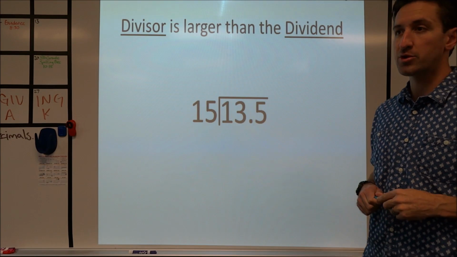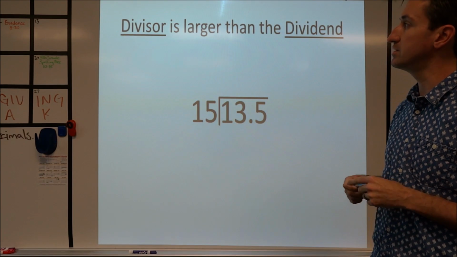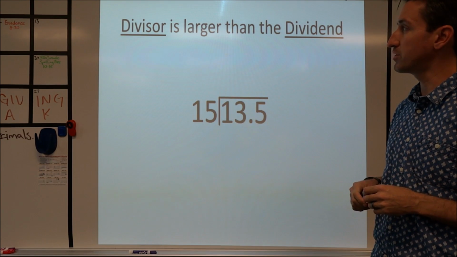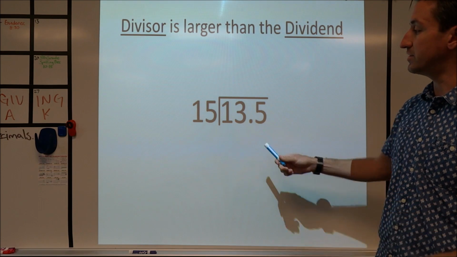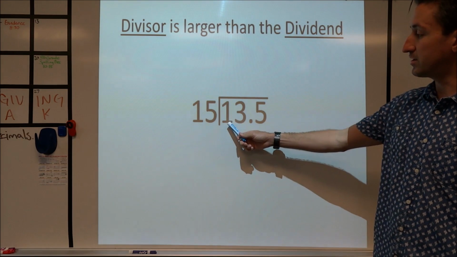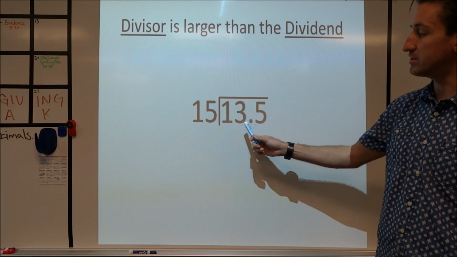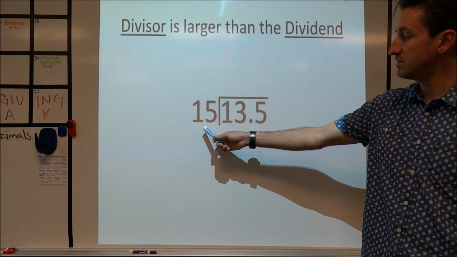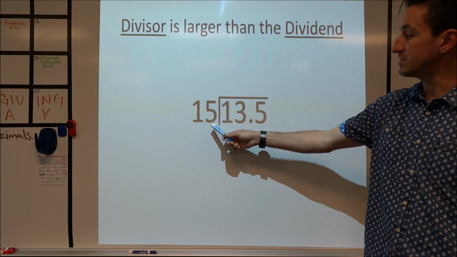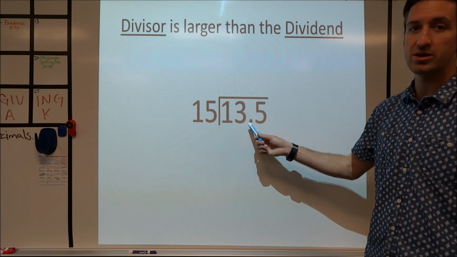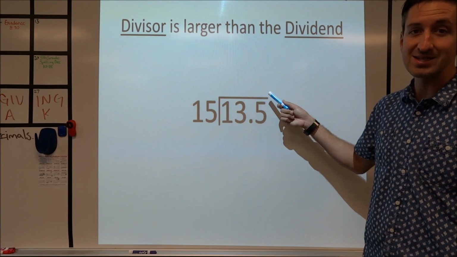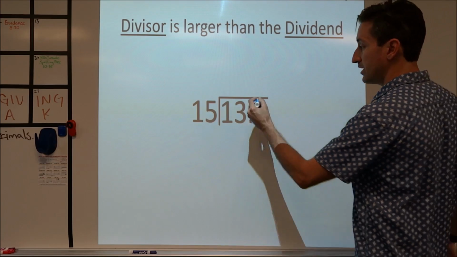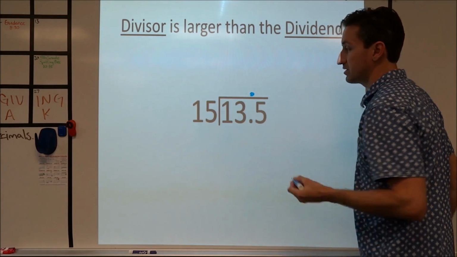Alright, the last problem we're going to do for our review is a division problem where the divisor is larger than the dividend. You can see here that our dividend is 13 and 5/10 and our divisor is 15. So when our divisor is larger than our dividend, we know that our quotient is going to be less than 1. I'm going to go ahead and put my decimal in the quotient area.